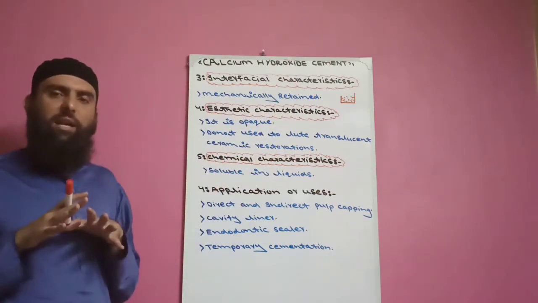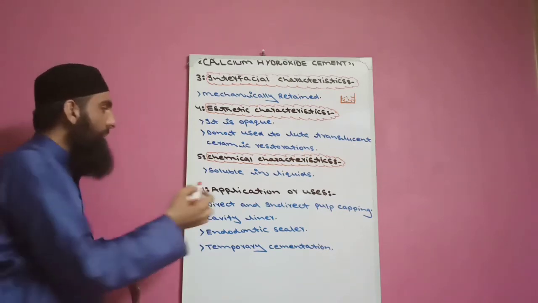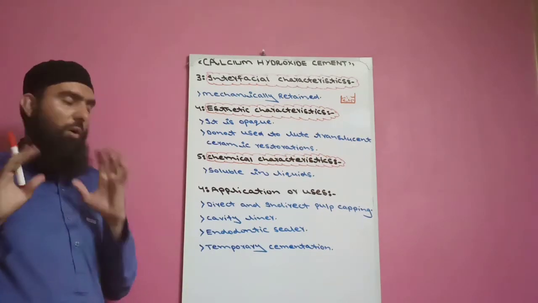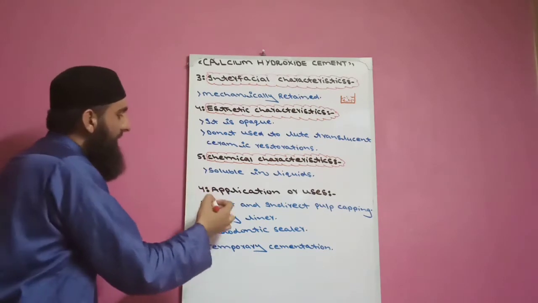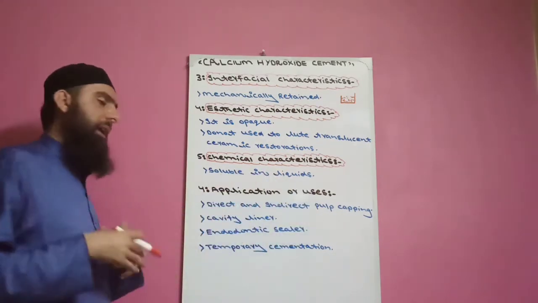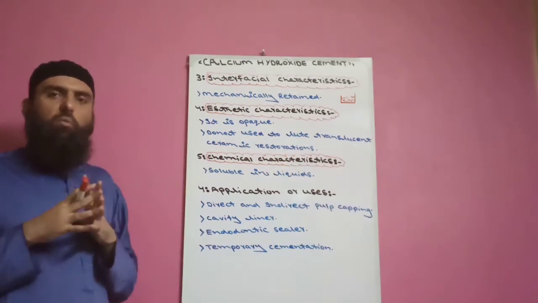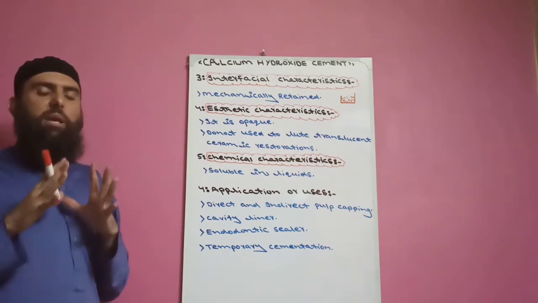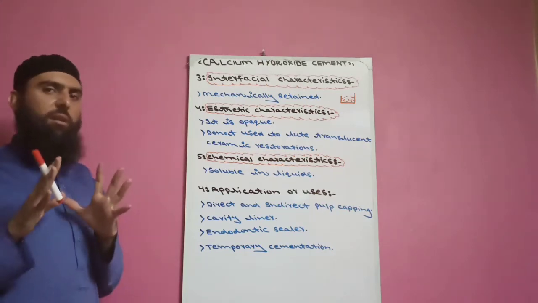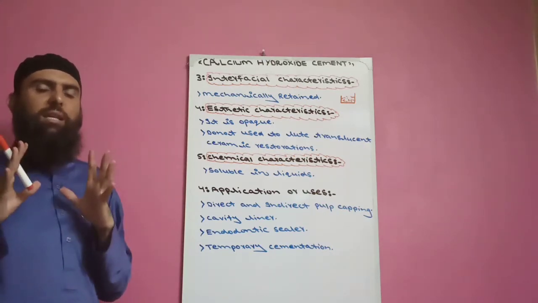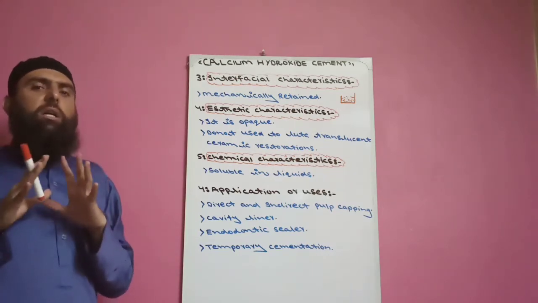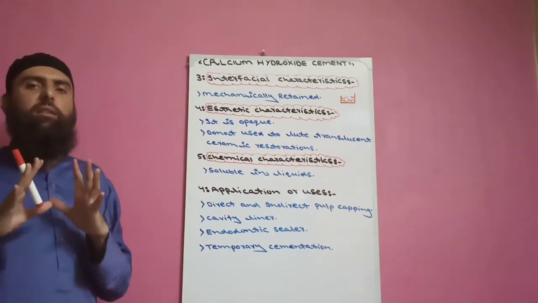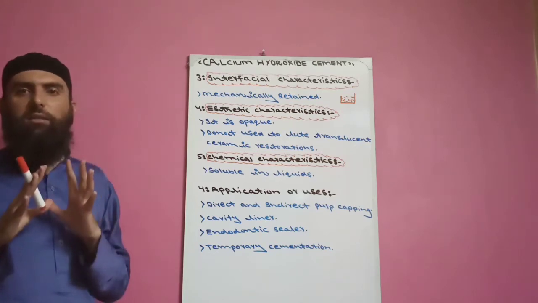Now the last study of calcium hydroxide is application or usage of calcium hydroxide, meaning where we use calcium hydroxide. Now the first use of calcium hydroxide is a direct and indirect pulp capping agent. Now, why do we use calcium hydroxide as a direct or indirect pulp capping? Because we already studied in biological characteristics, calcium hydroxide stimulates the stem cell of pulp to form the reparative dentin or tertiary dentin. Therefore, we use calcium hydroxide as a direct or indirect pulp capping agent.